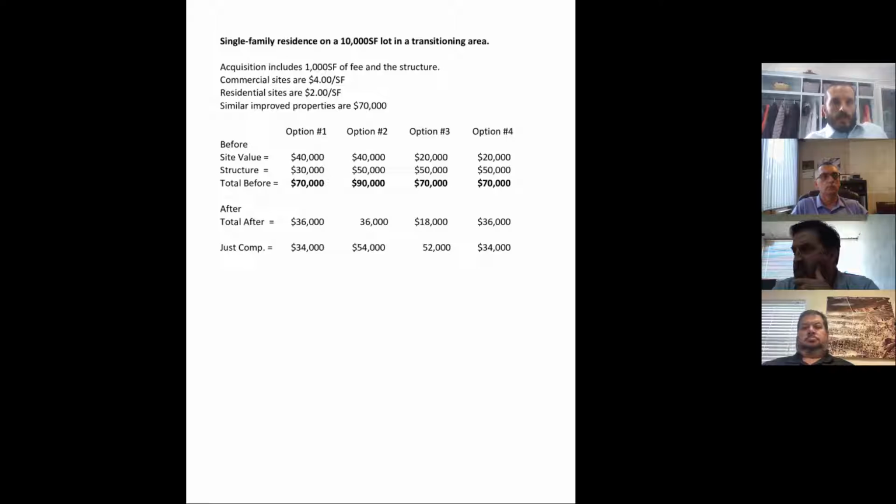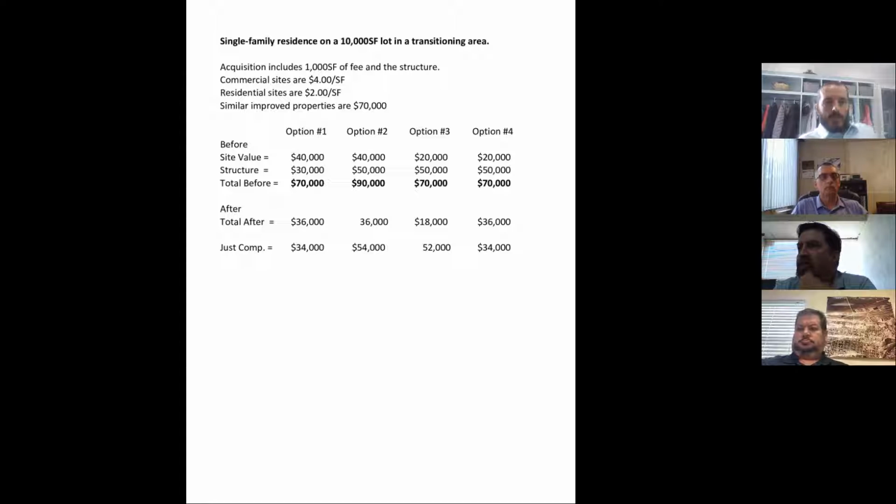So under this option, the value of that structure appears to be diminishing as the site value is going up. Option two, this appraiser has come up with $90,000. The way they came up with the 90 was the site value of 40, like we just discussed, but then they have extracted 50,000 on the structure. They're saying these improved residentials are 70, you take out 20 for your site, so they're putting 50 on the structure. Now we've come up with a $90,000 before value.